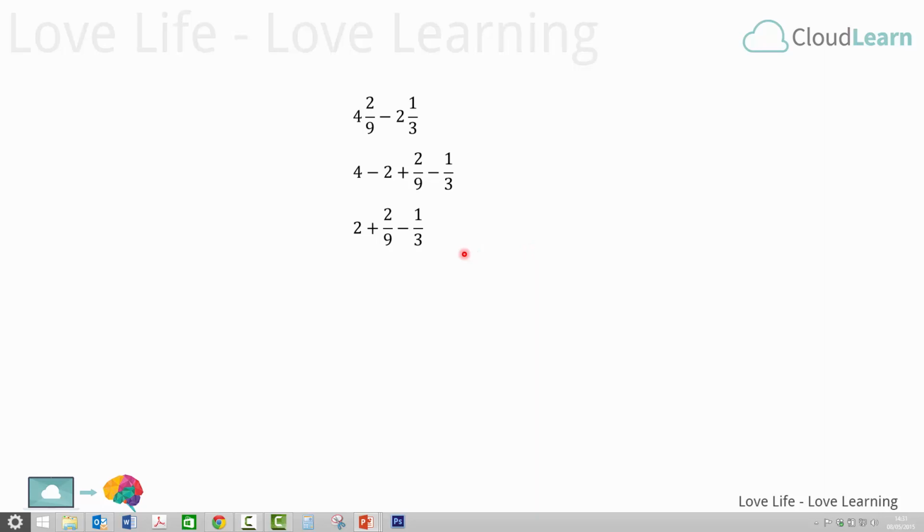Now at this point we need to get the 1 over 3 with the same denominator as the 2 over 9. The easiest way to do that is to multiply top and bottom by 3. So 3 times 1 gives 3, 3 times 3 gives 9. Now you can see that we've got 2 plus 2 over 9 minus 3 over 9.